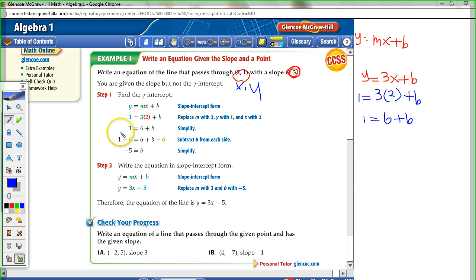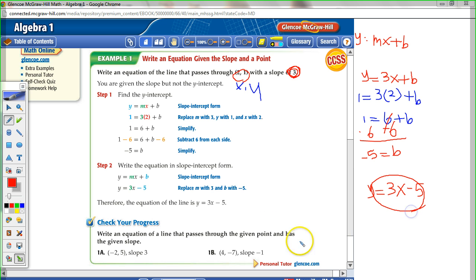That means you take away 6 on each side. That's gone. 1 minus 6 is negative 5. And that's what my b is. So I'm going to rewrite my equation in slope-intercept form. Y equals, again, the slope they gave us was 3. So y equals 3x. And now my y-intercept, I found out here, is negative 5. So I'm going to write minus 5. And there's my equation.